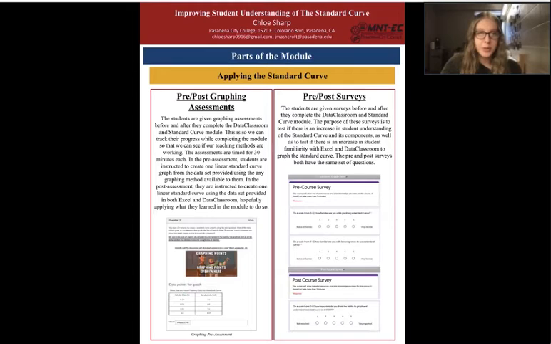Before the students start the module, they will be given a survey and graphing assessment in order to evaluate their skill level regarding the standard curve and other statistical analysis skills. After the students complete the module, they will then be given the same survey and a similar graphing assessment to evaluate their progress throughout the module and to assess if the module made them more proficient in graphing and understanding the standard curve.